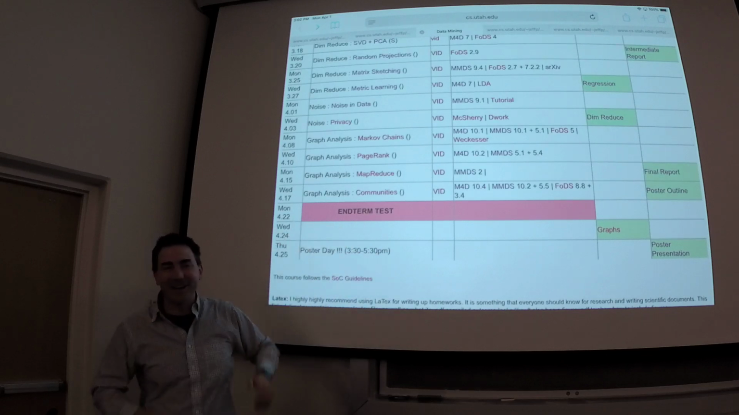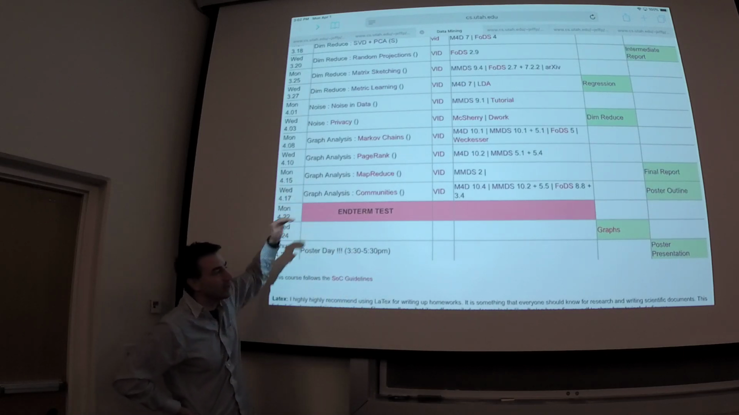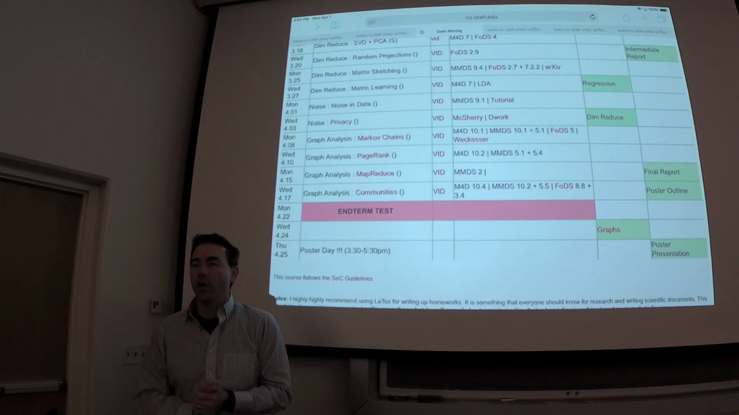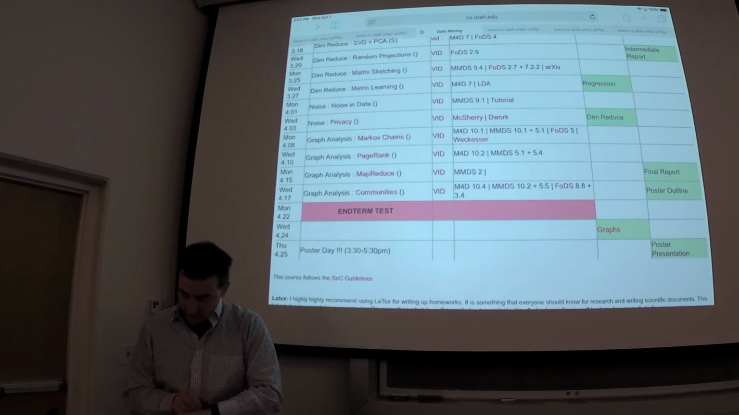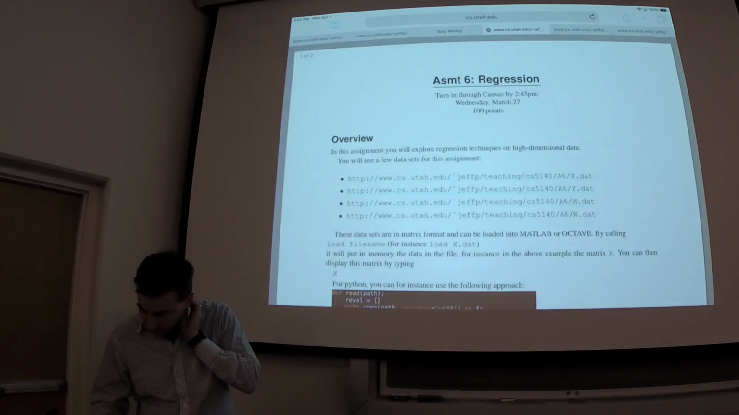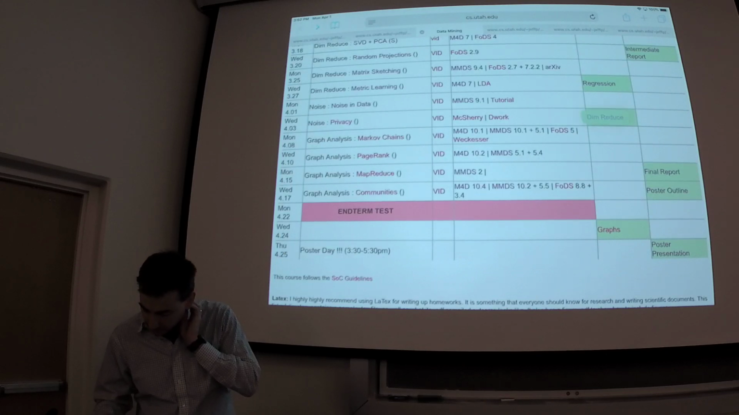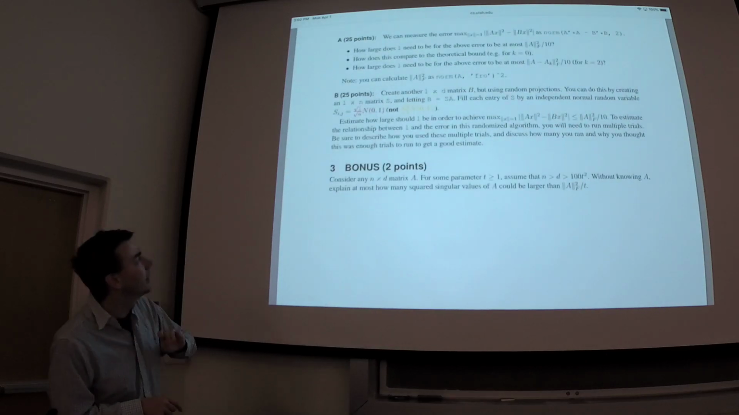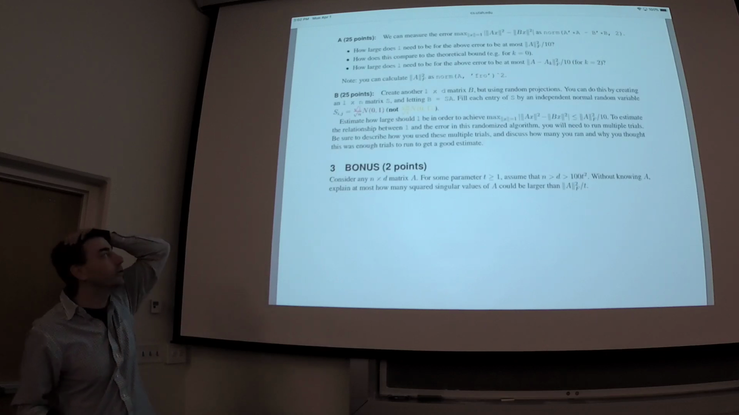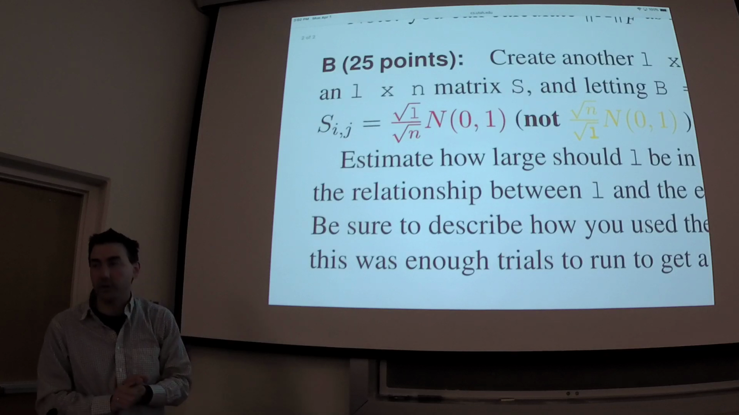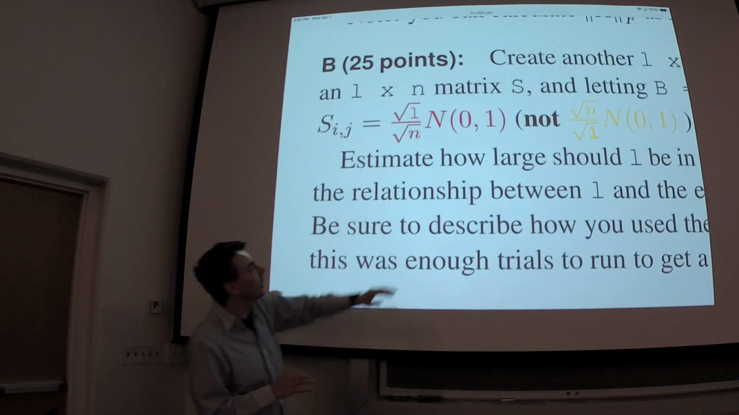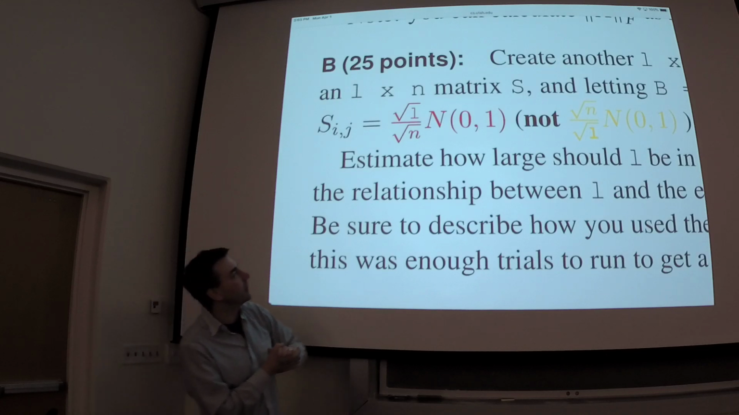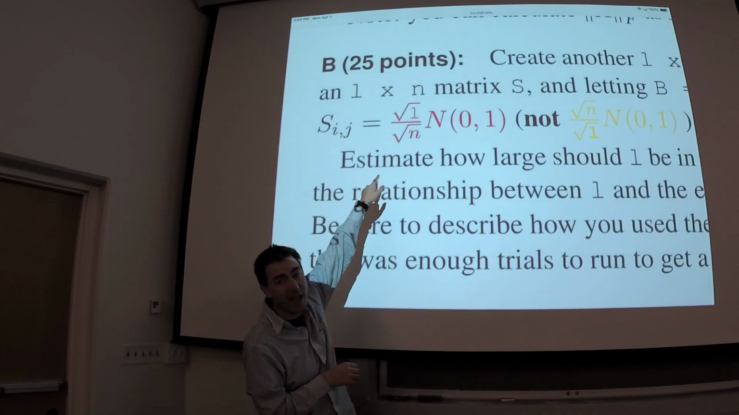So the projects aren't due for a while, not till April 15th. The dimensionality reduction homework is due on Wednesday, and I posted it on Canvas. There's one change I had to make. The scaling for doing the Johnson-Lindenstrauss: you can take a normal random variable, all independent, but it should not be square root n over L. It should be square root L over n instead.